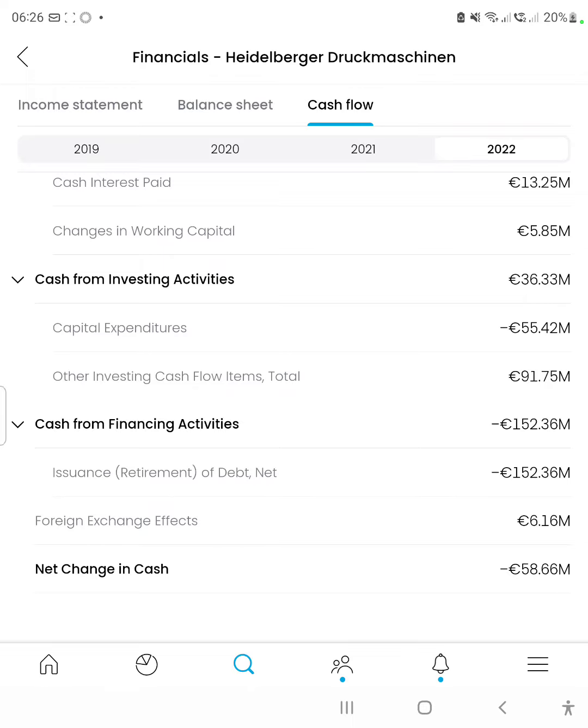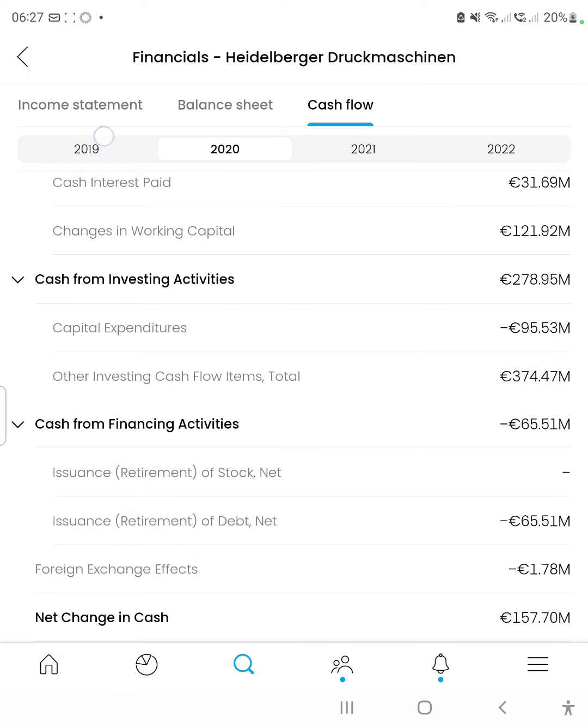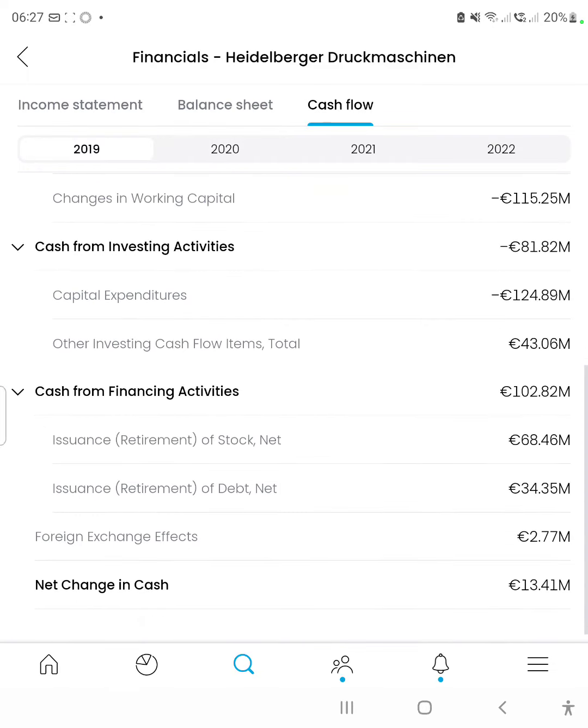Net change in cash is 58 million euros negative, which is of course not good, considering that the company is not doing very well in any of the financial activities, well, in most of them anyway. 2021 negative 168, 2020 157 million euros positive, 2019 13 million euros. So it's done well in the past, in 2019 and 2020. 2021 and 2022 were not very good at all.